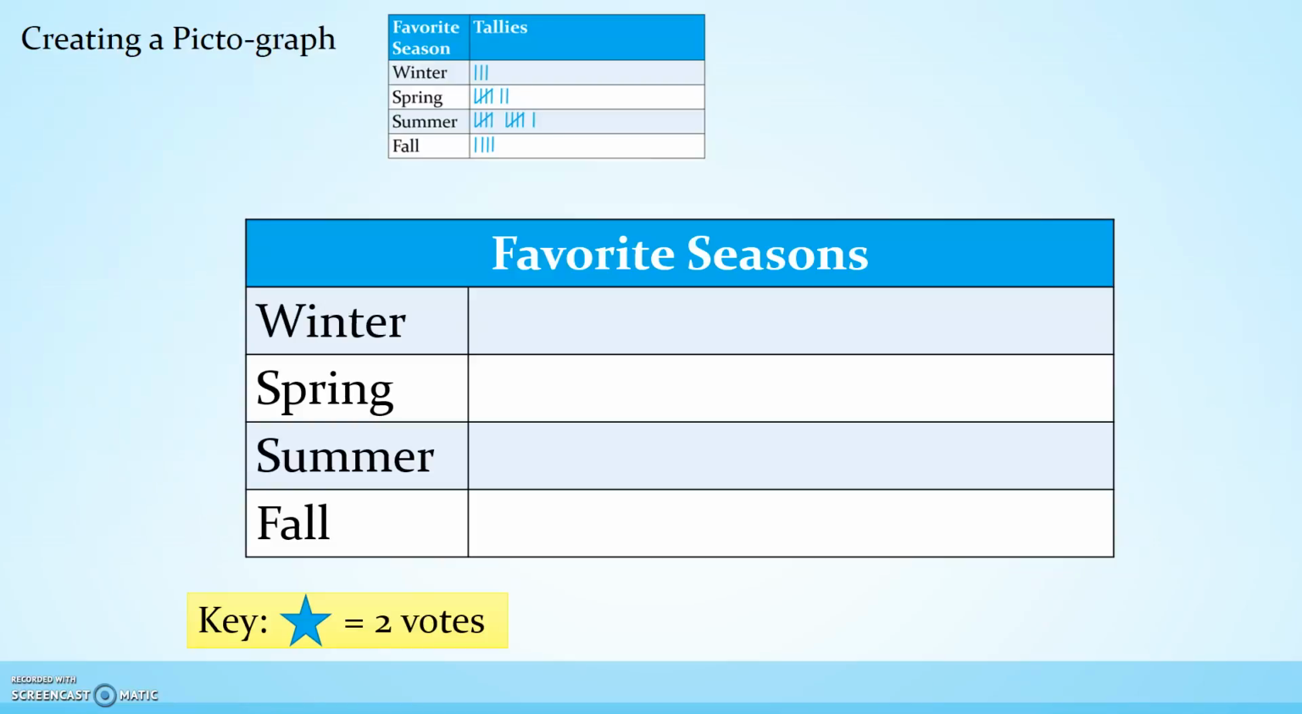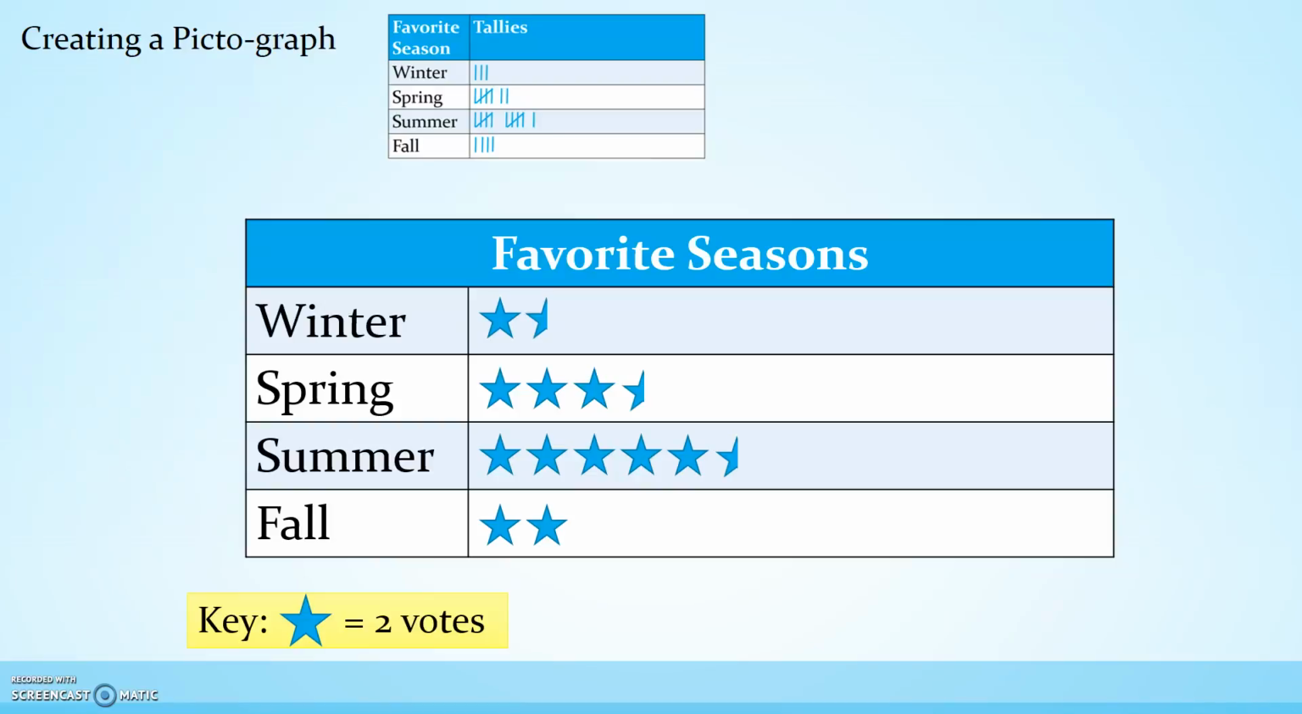So let's take winter, for example. If 1 star equals 2 votes and winter has 3, I can put 1 star for 2, and then I'm going to put half of a star for 1. So taking that star and cutting it in half would make 1 vote. So I've got 3 votes: 2, and then half is 3. For spring, 2, 4, 6, and then I need a half of 1 to make 7. For summer, 2, 4, 6, 8, 10, and then half of 1 would equal 11. And for fall, I just need 2 stars, 2, 4.